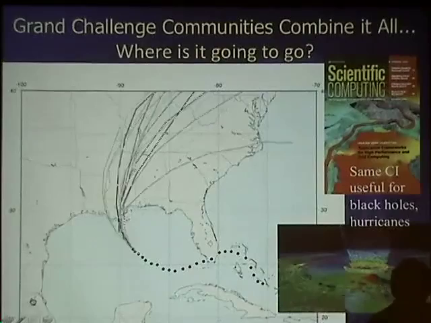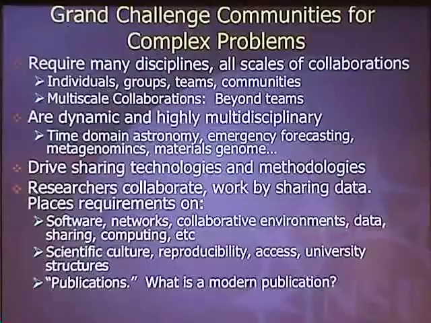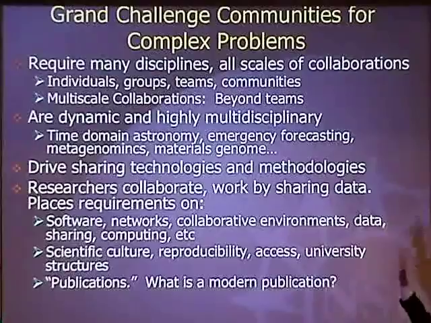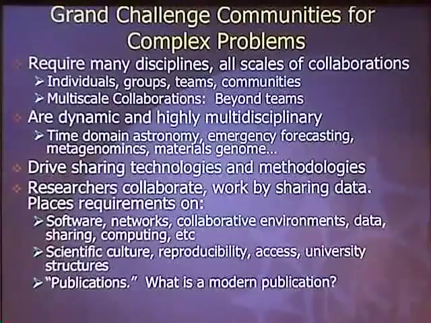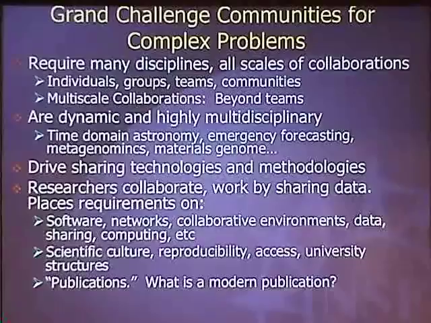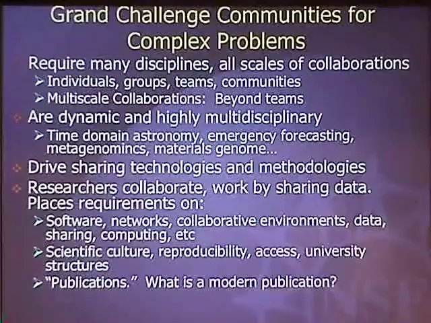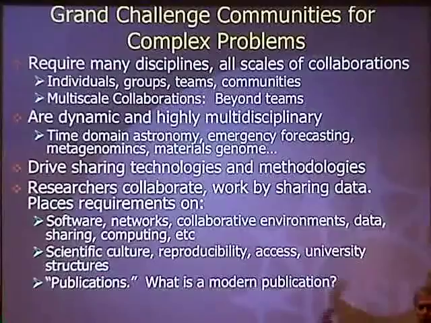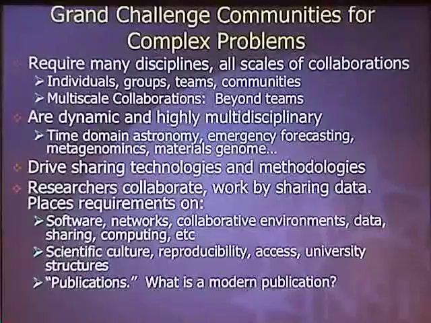So coming to this idea of grand challenge communities for complex problems, they clearly require many disciplines, and they require all scales of collaboration. I've talked a lot about teams, but of course in this model, it's not like everyone works in a big team. The individual efforts are still critical to this, but you need to embed that in a more collaborative, more transparent model. So you have these multi-scale collaborations that develop between individuals, between different teams, between different communities, and they're dynamic. Depending on what happens, people will aggregate and move according to new discoveries or new problems, and so on.